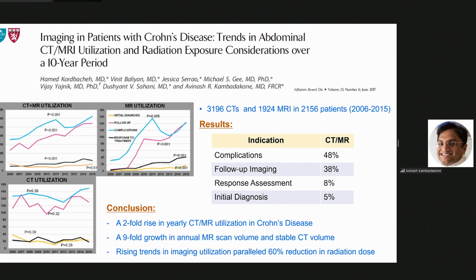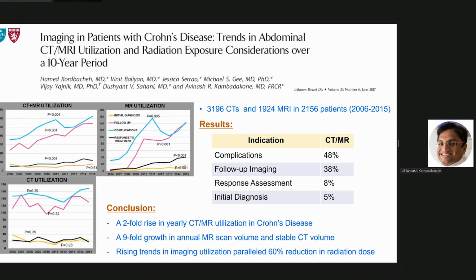But the difference was that the annual MR scan volume showed a ninefold growth over the 10-year period, while the CT volume growth was stable. What that indicated was that referring providers and radiologists alike are performing more MR enterography for evaluation of patients with Crohn's disease as compared to CT scans. It just shows evolution in the utilization of cross-sectional imaging in patients with a specific indication.